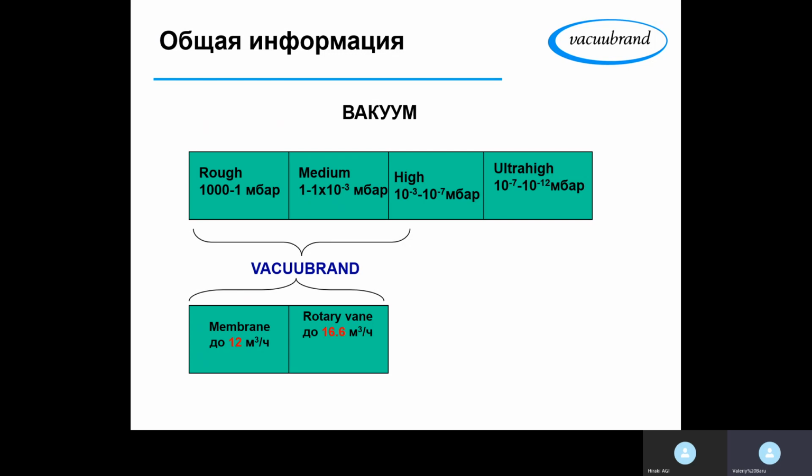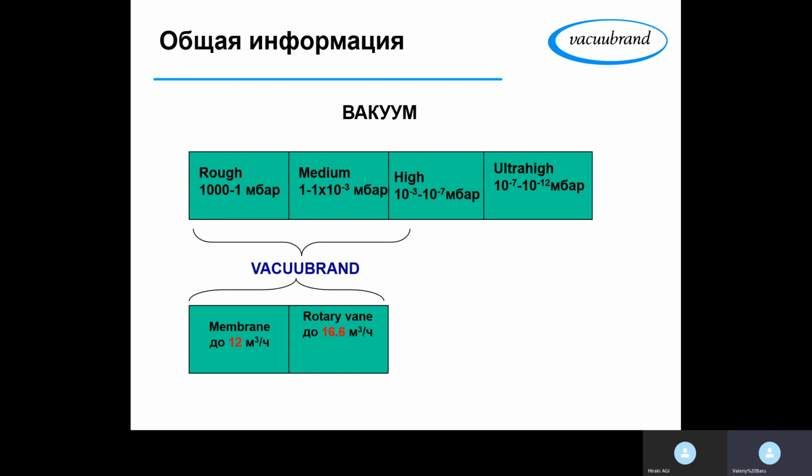Now it is called Welsh Vacuum, and it is a part of Gardner Denver Group. They are also manufacturing the membrane and rotary vane pumps. And there is a third manufacturer, which is called KNF, also a German manufacturer.